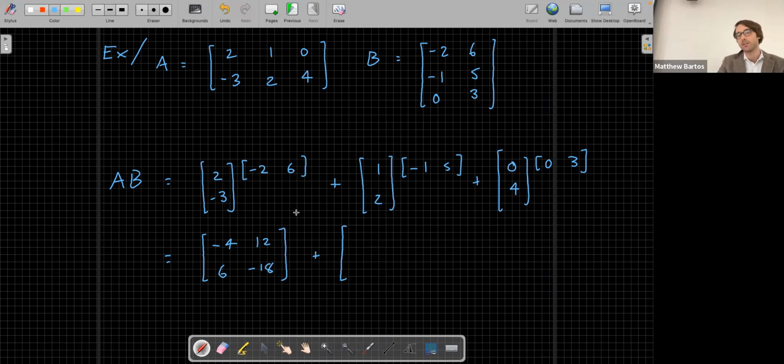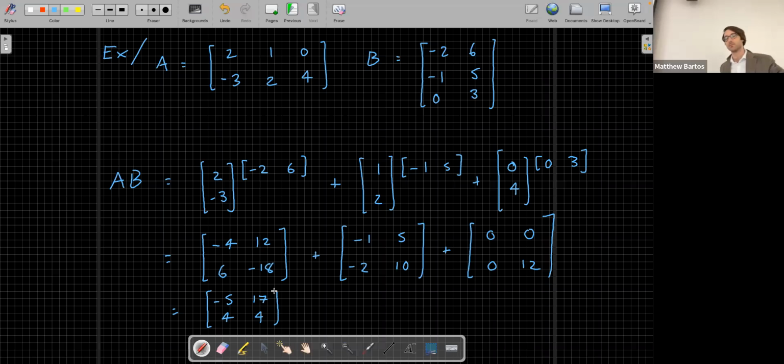Plus, so each of these yields a matrix, a 2 by 2 matrix: -1, -2, 5, 10. And this final one will be 0, 0, 0, 12. Okay, if we take these and add them together, we get -5, 17, 4, 4. So it yields the same answer as before.